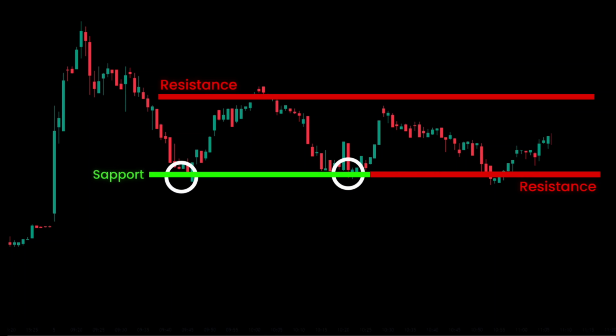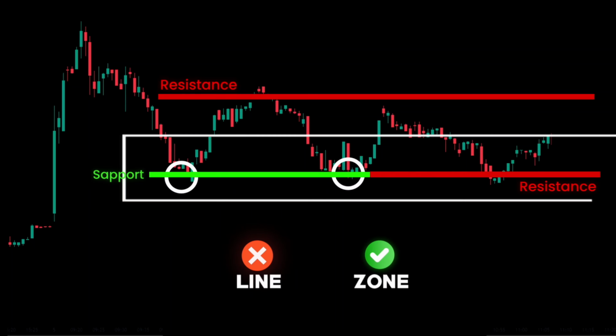And most importantly, this is not a line, it is a zone, meaning this entire zone is acting as a support. Therefore, no single candle can reverse from a particular area. The price can reverse from anywhere in this area.